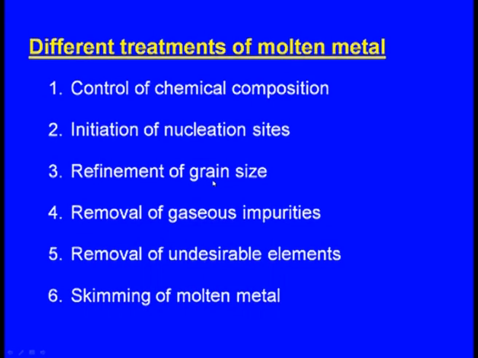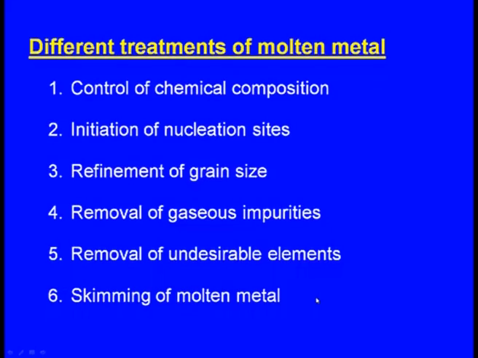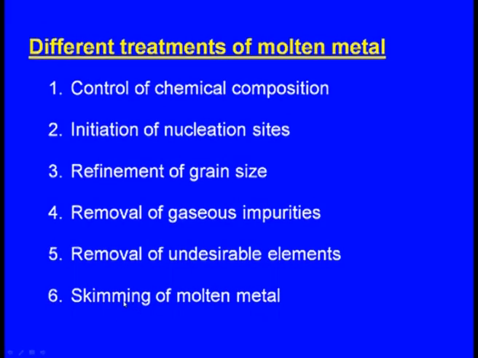Next one, refinement of the grain size, meaning altering the size of the grains or crystals. And we have also seen another treatment, how to remove the gaseous elements from the molten metal, in different cases. Next one, removal of undesirable elements. We have seen how to remove undesirable elements like sulfur and phosphorus. Finally, removal of dross from the molten metal, that is the skimming of the molten metal. So these are the different treatments given to the molten metal.